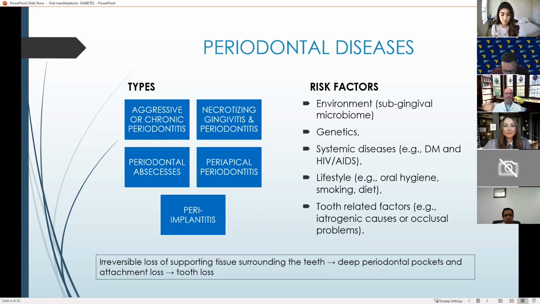In chronic periodontitis, irreversible loss of supporting tissue surrounding the teeth results in deep periodontal pockets and attachment loss, which are commonly used to define a patient with periodontitis. This impairing process eventually causes loosening of the teeth, and ultimately, when the treatment is not initiated, results in tooth loss.